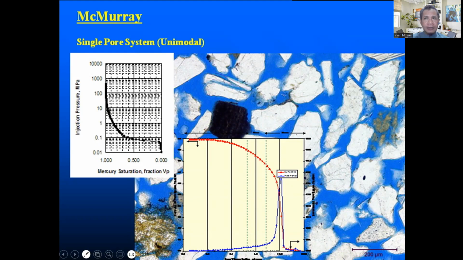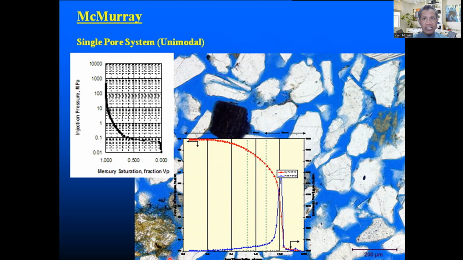Basically, if I repeat one more time, here the injection pressure is starting at 0, and this is mercury saturation. It was 100% mercury here, so we are starting from ground zero. Then we start to inject mercury and increase the pressure.